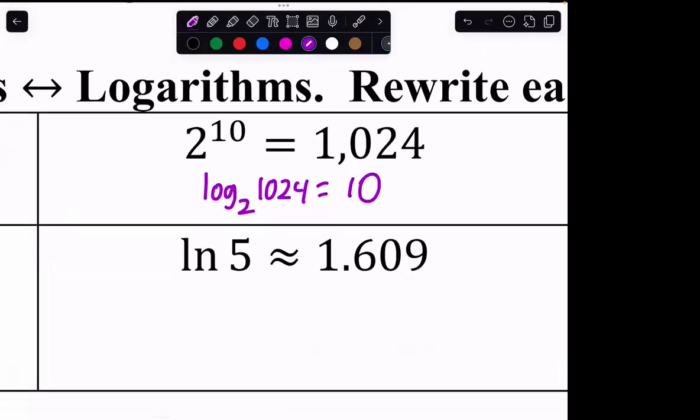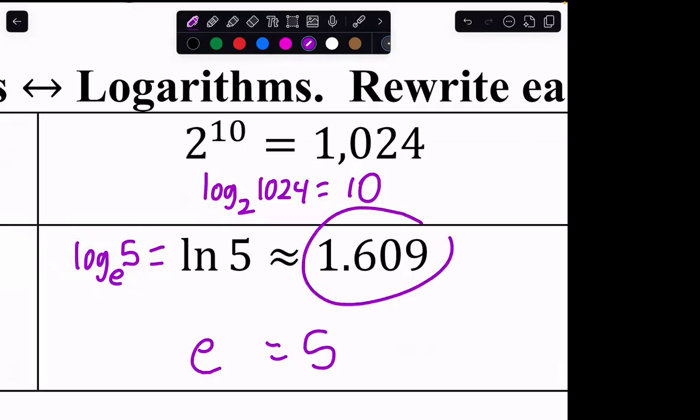Down here, natural log of 5. So we want to remember that natural log is log base e. Remember, e is Euler's number that we used in the continuously compounded interest formula. Okay, so the base is e, and it's trying to turn into the argument of 5, and the exponent which does that is about 1.609.